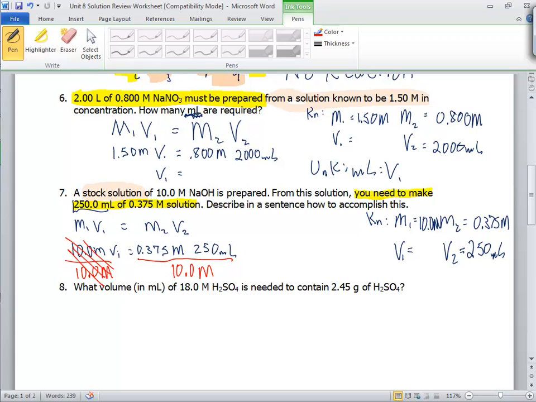this with V1 equals, and you're going to solve that and get the correct answer for the problem.